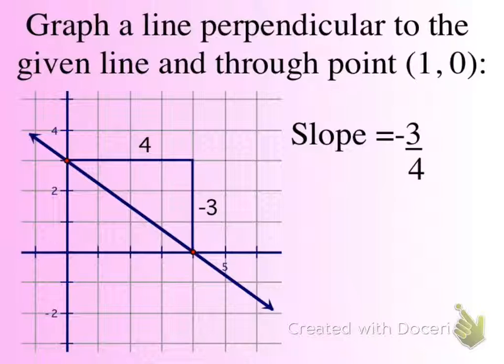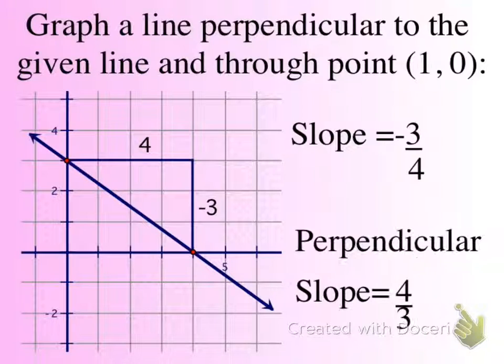So the slope of this line is a negative 3/4, and the perpendicular slope would be a positive 4 over 3. And the graph would go like this. So what we have to realize is if we have the slope, what we're missing is the y-intercept, and the point they give us is the point where it crosses the x-axis.